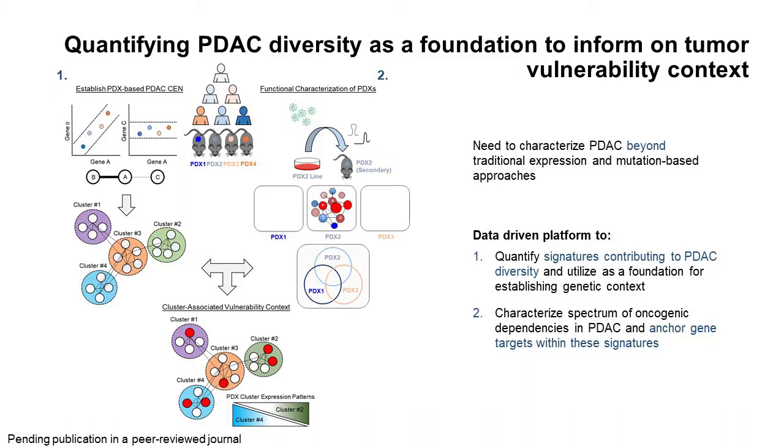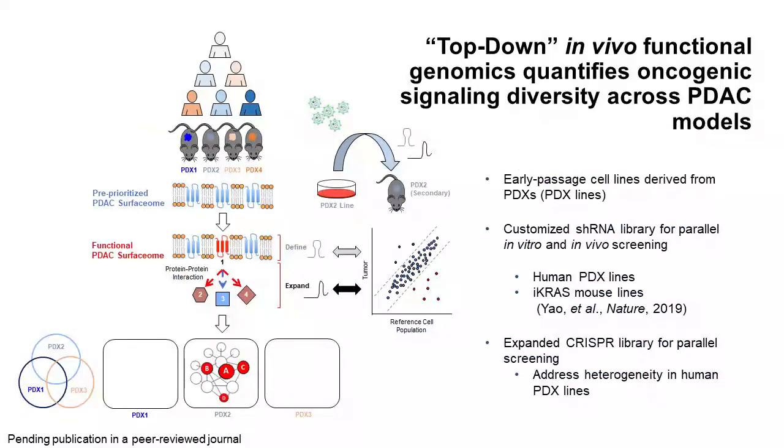So along with helping understand the transcriptomic signatures that underlie PDAC diversity, another component that we wanted to explore is essentially heterogeneity and oncogenic signaling in pancreatic cancer. In order to do this, we applied a top-down in vivo functional genomics platform to start to quantify oncogenic signaling diversity starting from the cell surface.